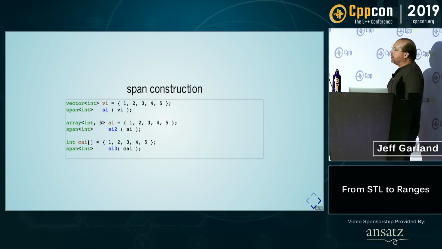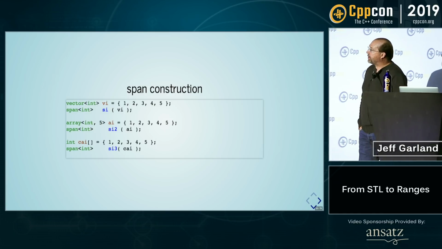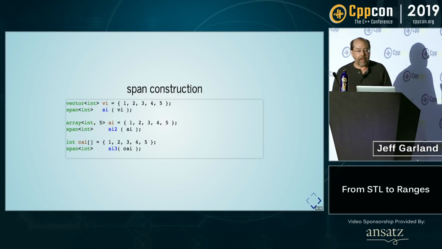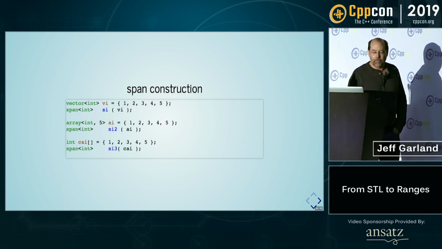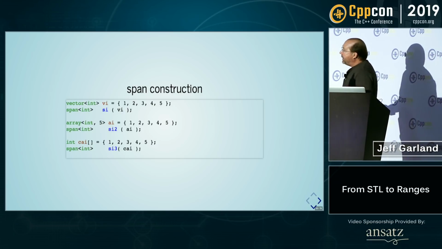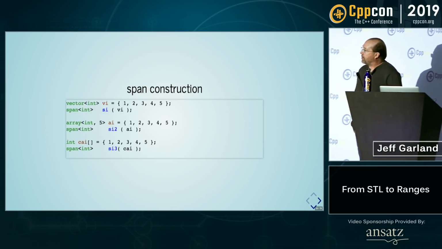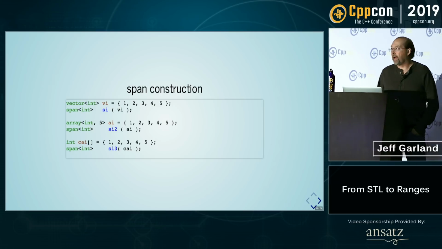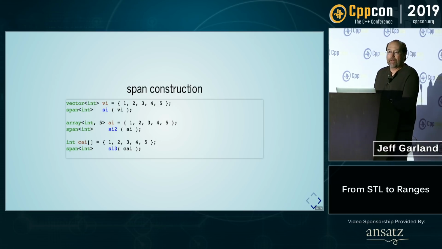So here's how you can construct one. I have vector of int again, and I can construct a span of int from that vector. That looks range-like already, in a way. And then I have an array of 5 integers, which I can wrap a span around. And I also have a C array, which is interesting, which I can wrap a span around.